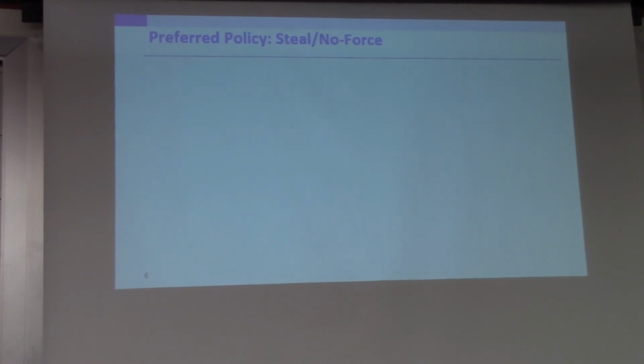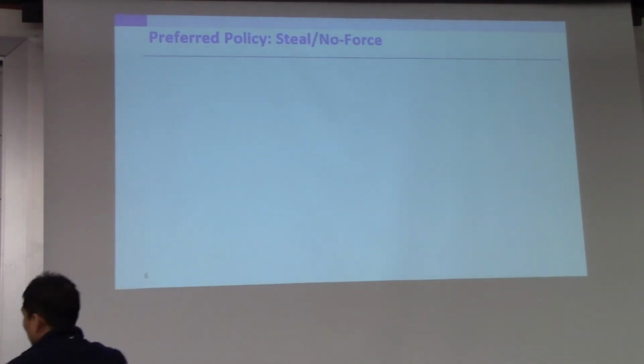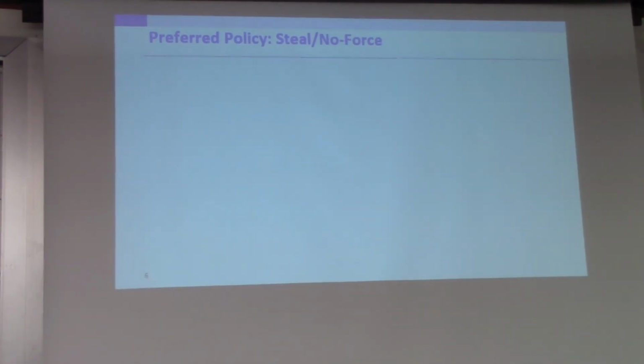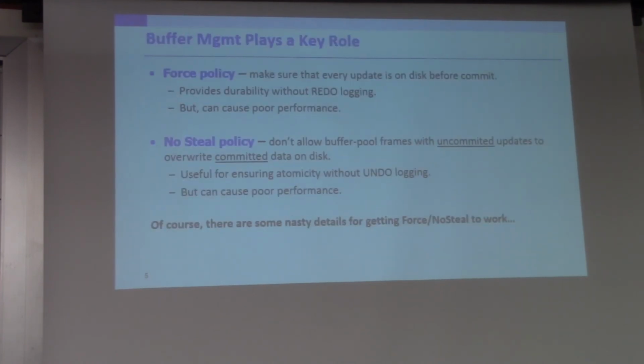So steal and no force is the best policy, the best combination to use in terms of efficiency and scalability, but it's the most complicated one to use in terms of ensuring atomicity and durability. Does that make sense? Guess what Google, Facebook, all these people are using? Of course, they use steal no force. You may wonder, oh, it's complicated to ensure undo and redo. That's why they pay you guys big money to do that. Right? They don't pay you to do force and no steal.